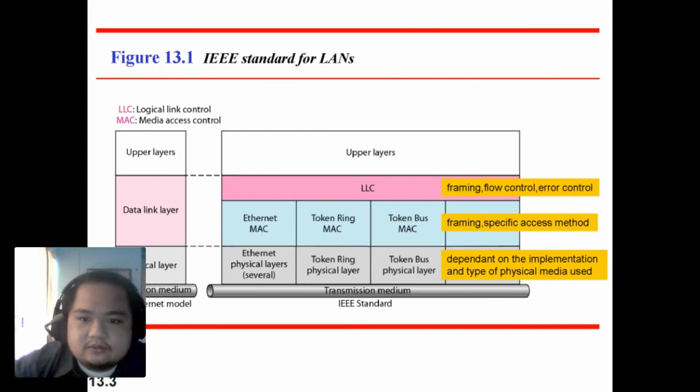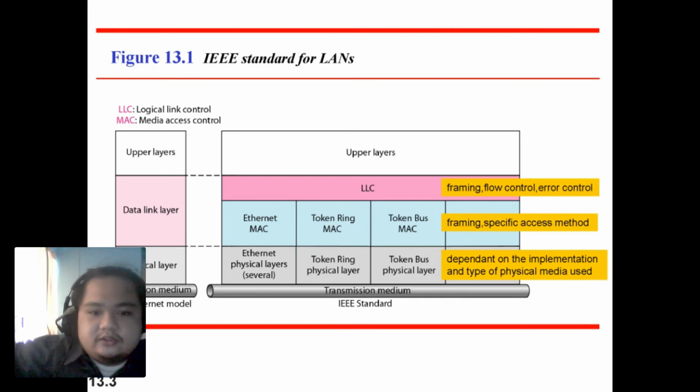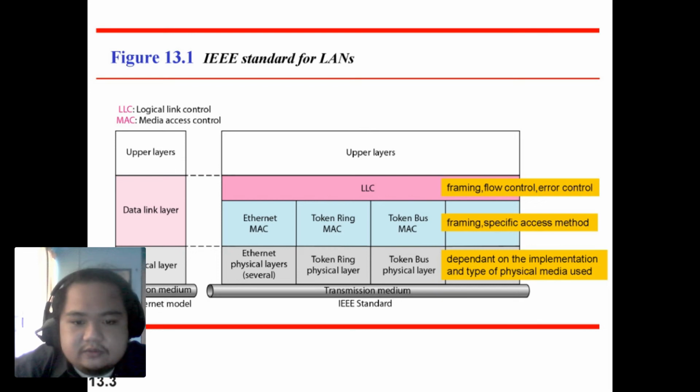IEEE standard for LANs. In the data link layer, we have the LLC, which handles framing, flow control, and error control, and the Ethernet MAC, token ring MAC, and token bus MAC, which are framing and specific access methods. And the physical layer: Ethernet physical layer, token ring physical layer, and token bus physical layer, dependent on the implementation and type of physical media used.